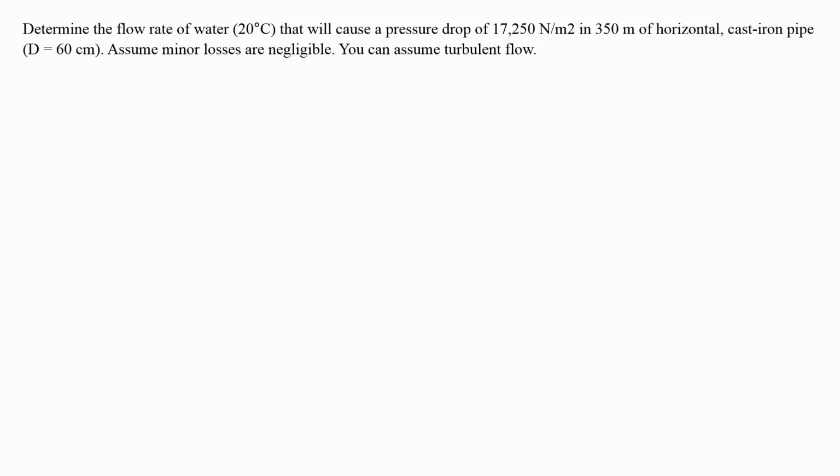Determine the flow rate of water, and here we have 20 degrees Celsius, that will cause a pressure drop. Important, this number of 17,250 newtons per square meter in a 350-meter horizontal cast iron pipe with a diameter of 60 centimeters. Assume that minor losses are negligible, and you can assume turbulent flow. Of course, your assumptions always have to be proven.